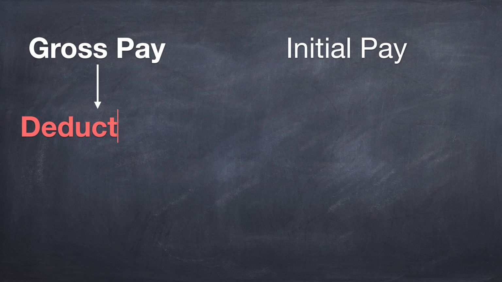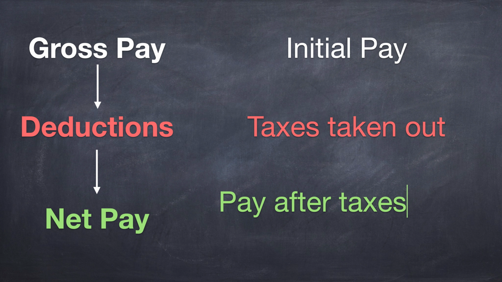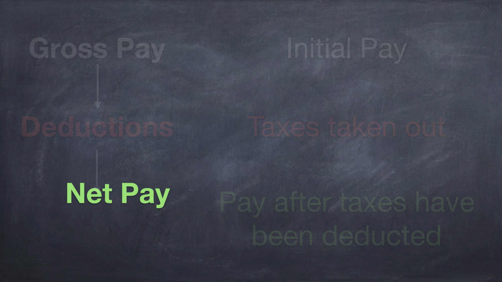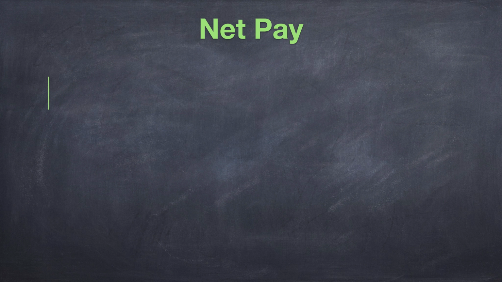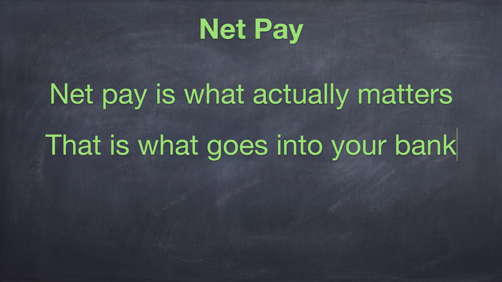Then you have deductions, which on a paycheck is called deductions, but that is really the taxes that are taken out. And then after you take out your deductions, that gives you your net pay. And that's going to be your pay after the taxes have been deducted. So net pay is actually what matters. Net pay is going to be what actually goes into your bank. And that's what we're going to learn how to calculate today.